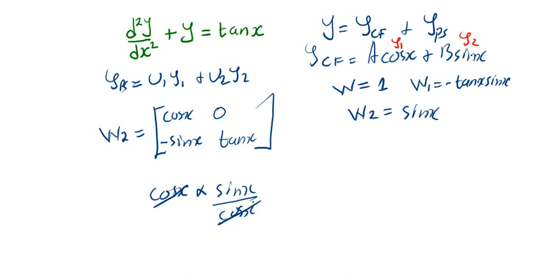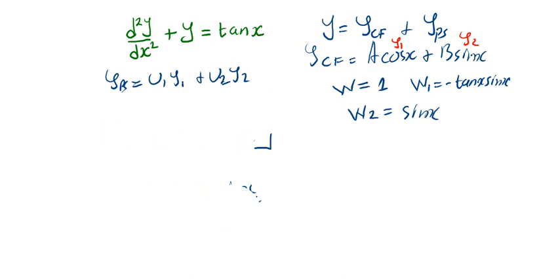So now let's go ahead and find our u1 and our u2. Okay, so our u1 will be equal to the integral of w1, which is minus, so I'll put the minus here, tan x sine x there, dx.